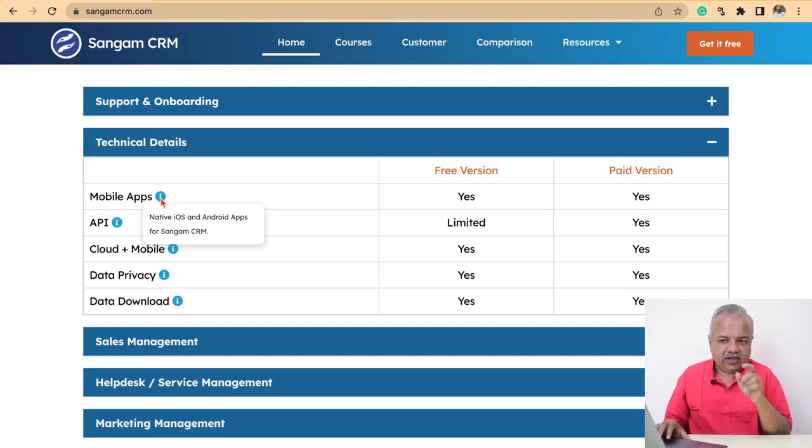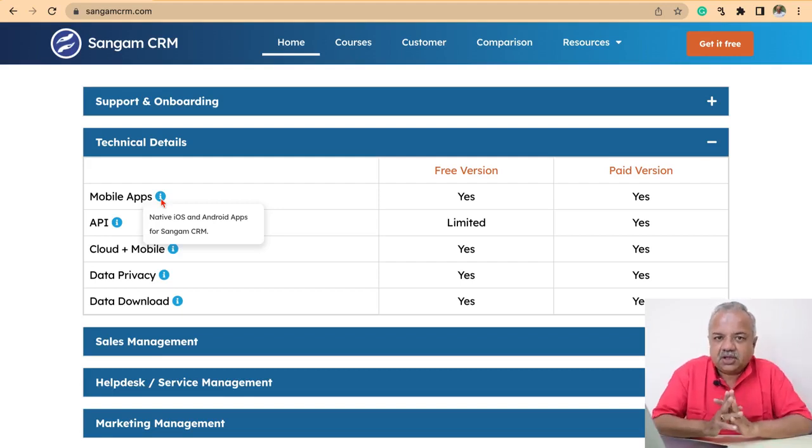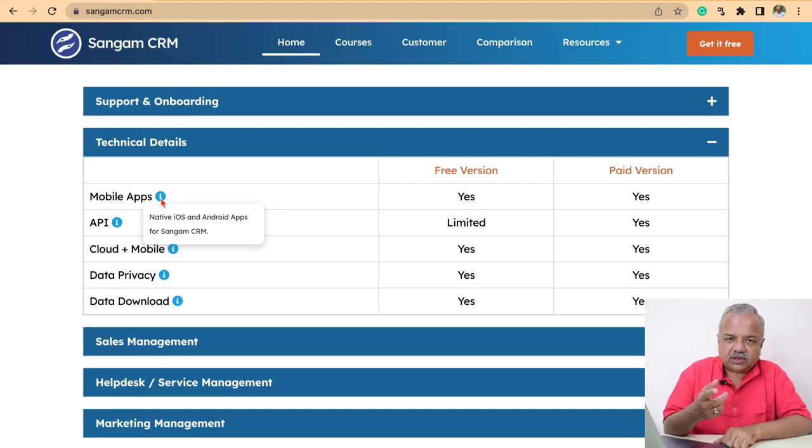It will have two benefits. One, you will also understand in total how many features the Sangam CRM has. When you will be talking to the customer, you will be clear about what you are offering, which solution you can offer for which problem he is facing.